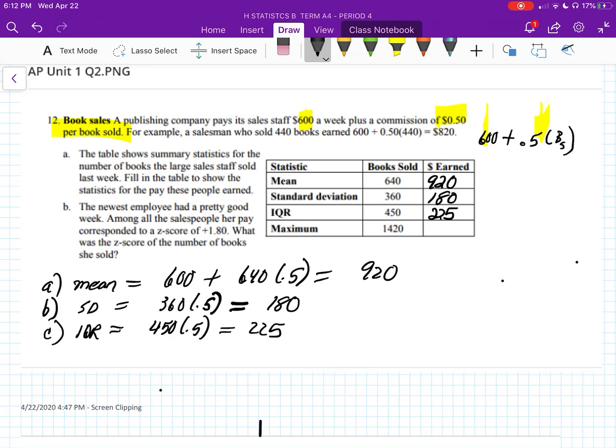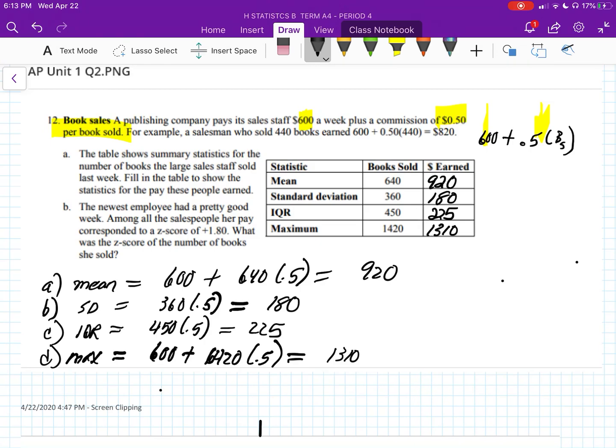And then maximum is also the same as mean. That value is affected by both multiplier and constant. So in this case, it would be 600 plus, in this case, 640, 1420 times 0.5. So our maximum for dollars earned is 1310. Okay, so that's how you fill in that part.